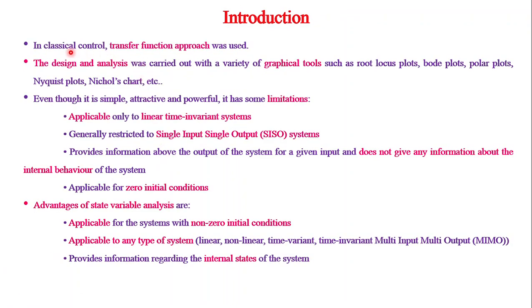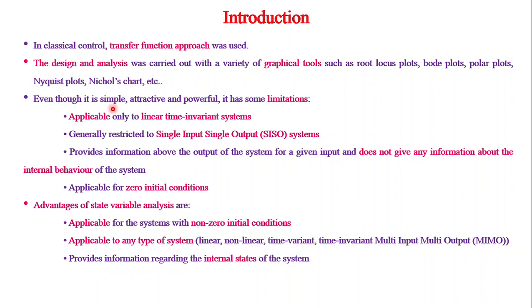In classical control, or the transfer function based control, the modeling was done only using the transfer function approach. That means we have written the equations in time domain by applying the appropriate physical laws. Then we have taken the Laplace transformation of the equations with the assumption of zero initial conditions. Then we have carried out the design and analysis of the classical control based systems with a variety of graphical tools. We have seen in our previous videos the root locus plots, Bode plots, polar plots, Nyquist plots, Nichols chart, etc. So the graphical tools were extensively used for analyzing the transfer function approach.